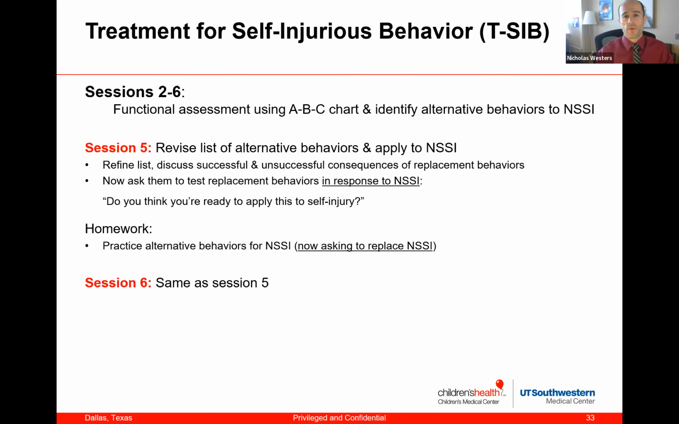But that's sessions 3 and 4. And then in sessions 5 and 6, we're revising this list of alternative behaviors. It's now a time of figuring out what works or what doesn't work. Some things that might work that we didn't think would work, but the things that we thought would work weren't really as helpful. So we're refining this list, discussing the successful and unsuccessful consequences of some of these behaviors. And now is when we ask them to start using these replacement behaviors and testing them out in response to self-injury urges and behaviors.